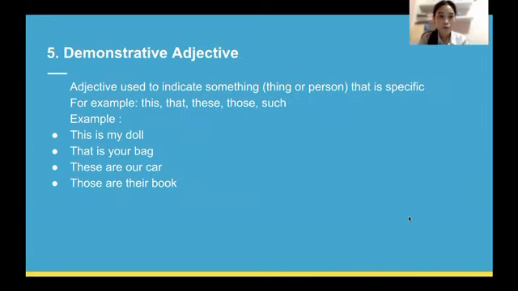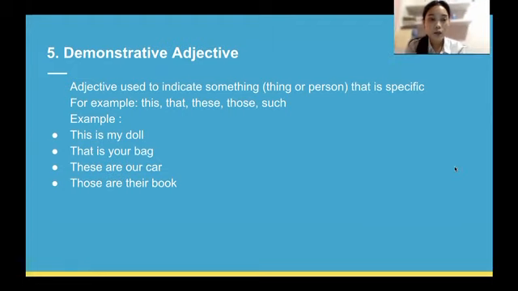Five, demonstrative adjectives. These are adjectives used to indicate a specific thing or person. For example: this, that, these, those, such. Examples: This is my doll. That is your bag. These are our cars. Those are the books.